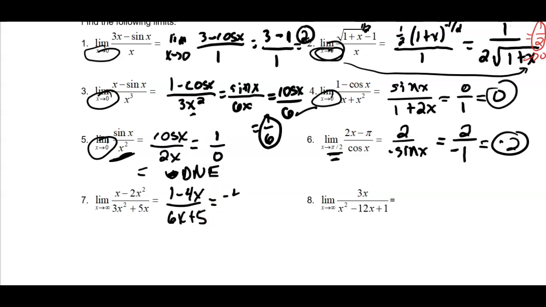We would get -4 over 6 for our derivatives. That then gives us our answer. The limit of any constant is that constant. So our limit should be -2/3.